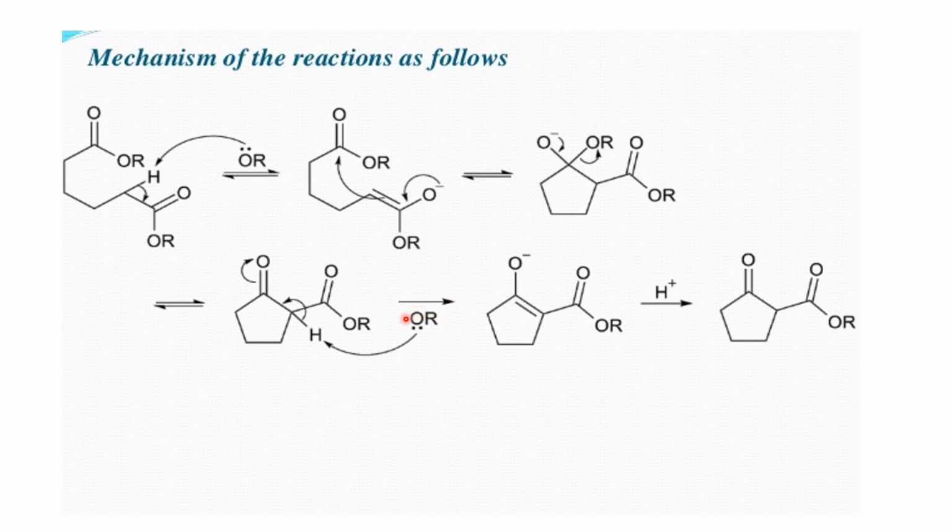Now again, this OR minus abstracts the alpha hydrogen atom. Again, we have an alpha hydrogen atom there. Then this will be shifting to form an enolate ion. This enolate ion absorbs H plus ion to form beta keto ester. This is the ester group, and this is the alpha carbon atom, and this is the beta portion. So we are getting a beta keto ester. Got the point? Take down, very important.